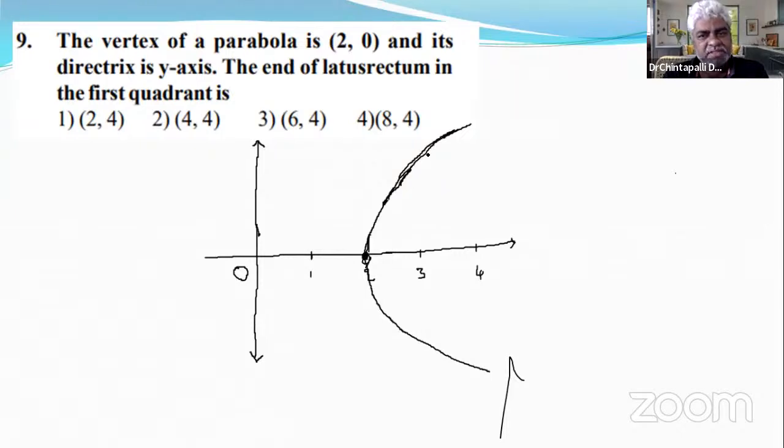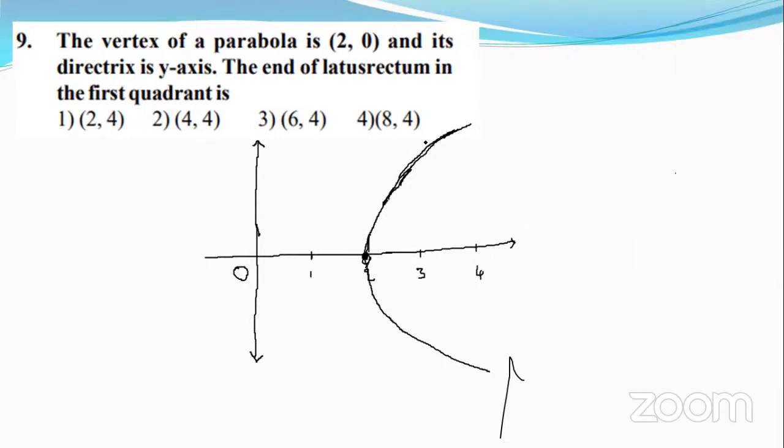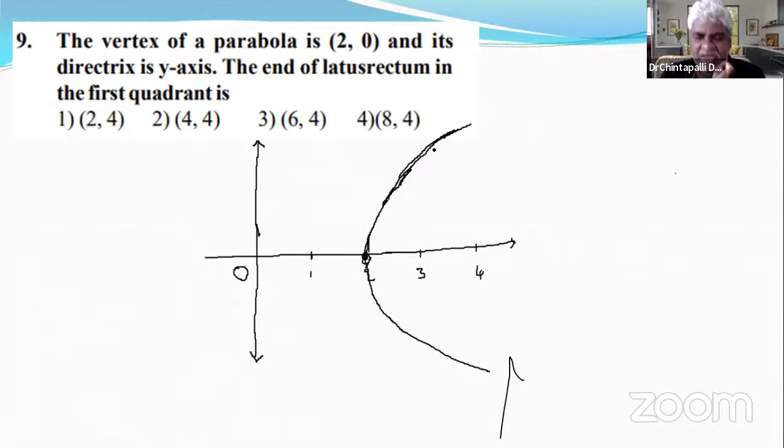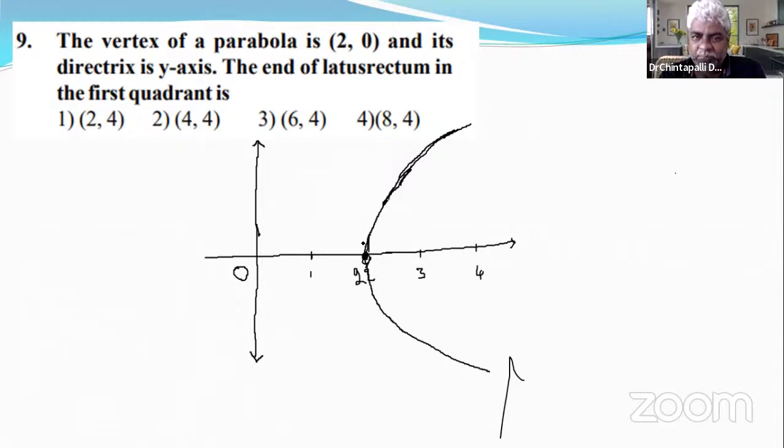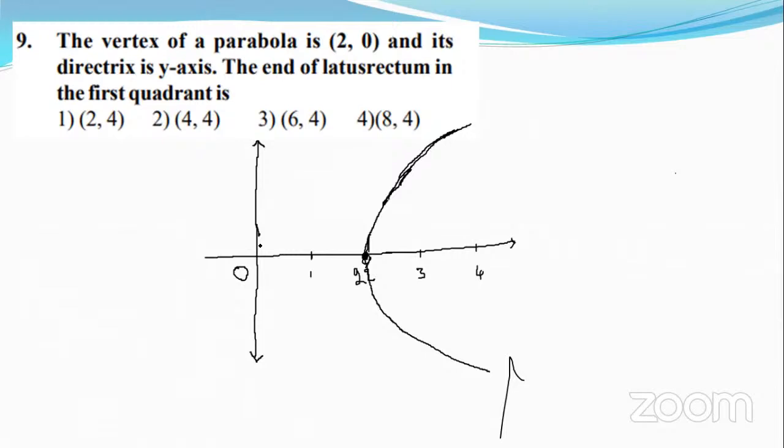Do you remember the concept of latus rectum? The latus rectum passes through the focus. Very good. The distance between the vertex and directrix and that of the vertex and focus is the same. And another thing, the vertex is the midpoint of the directrix and focus. Can you mark the focus?